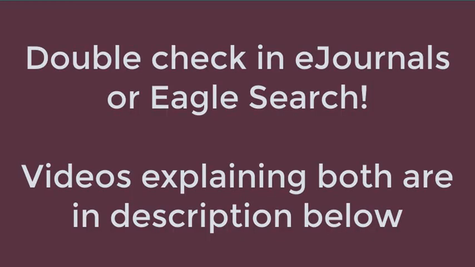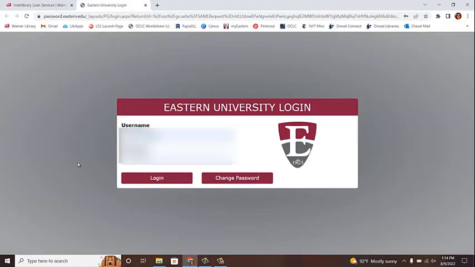Before going any further, please ensure that we do not have access to the article by double-checking within our eJournal list or Eagle search. Links to videos explaining either of these functions are in the description below. You will need to sign in with both your Eastern login as well as your eCard number.